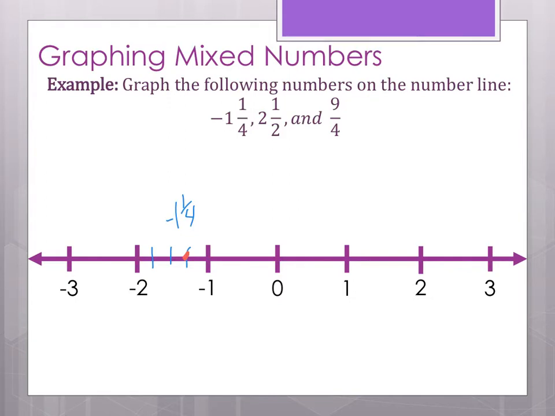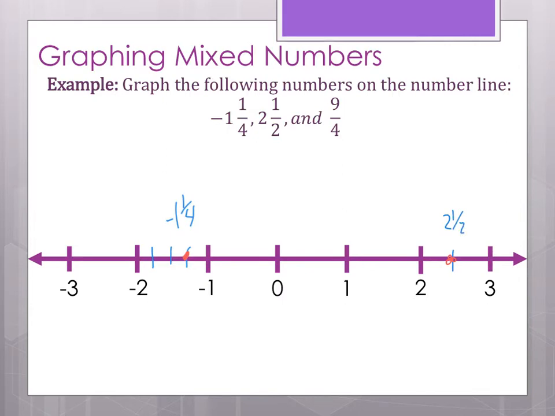Next we have 2 1/2. So that means our whole 2 will go 2 wholes, and then we'll continue in the positive direction for an extra half. So the denominator of the half is 2. I'll break this into 2 roughly equal pieces. And 1/2 beyond 2 is just going to be at that line I just drew. So right there we'll have 2 1/2.